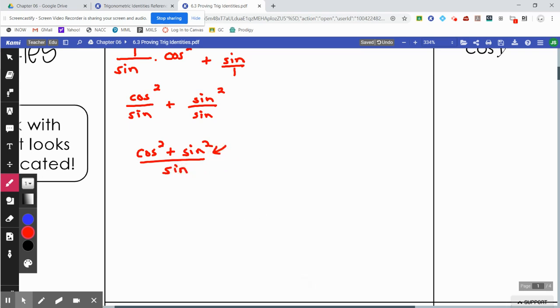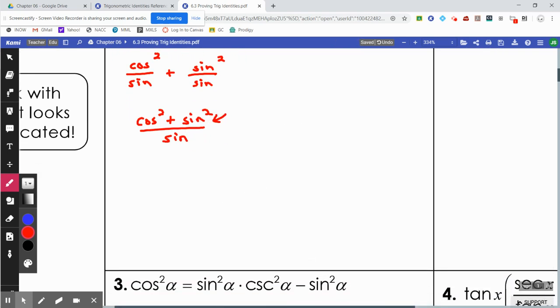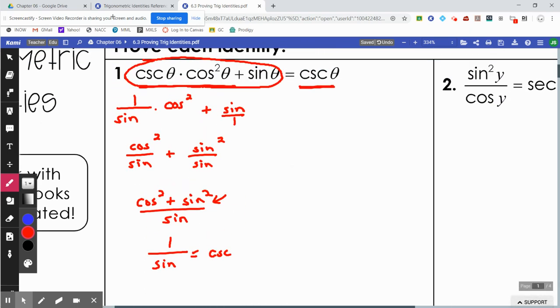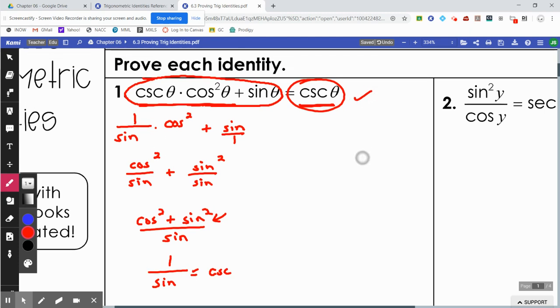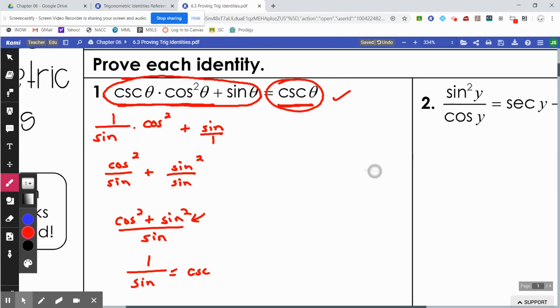On top, that's Pythagorean identity. Sine squared plus cosine squared or vice versa will always equal 1. So I now have 1 over sine. I know that 1 over sine is equal to cosecant, which is what we were trying to turn it into. So check, those identities are true.